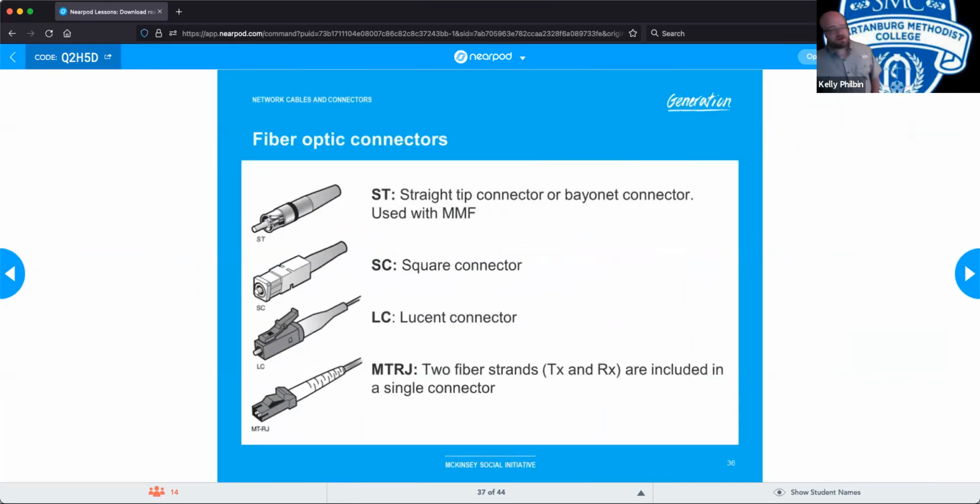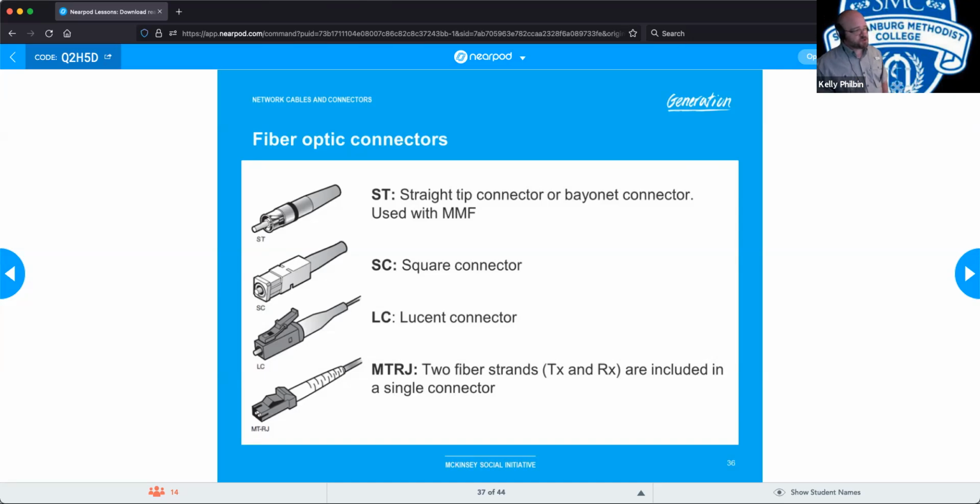Fiber optic connectors. There are 4 that we really need to pay attention to. You got the straight tip right here, has a round connection head, and it has a protruding part of the fiber optic sticking out of it, and it utilizes the old BNC connector, the bayonet Neill-Concelman, same type of connector sitting on the end of it. You can see it right here where the T would go in, twist, and lock. So that would be considered a straight tip, used predominantly with multi-mode fiber.